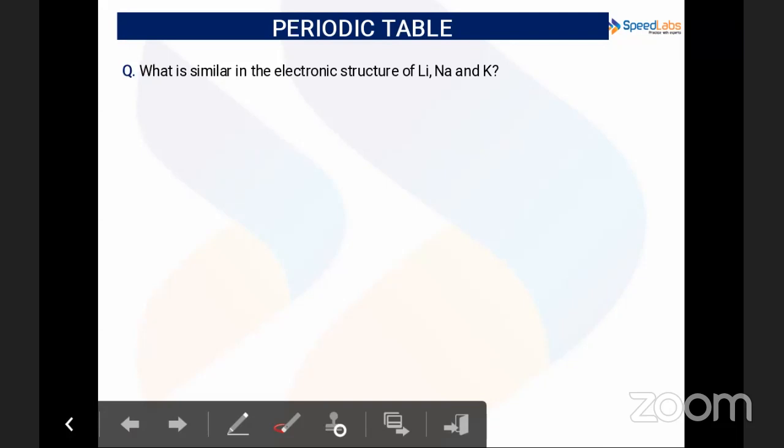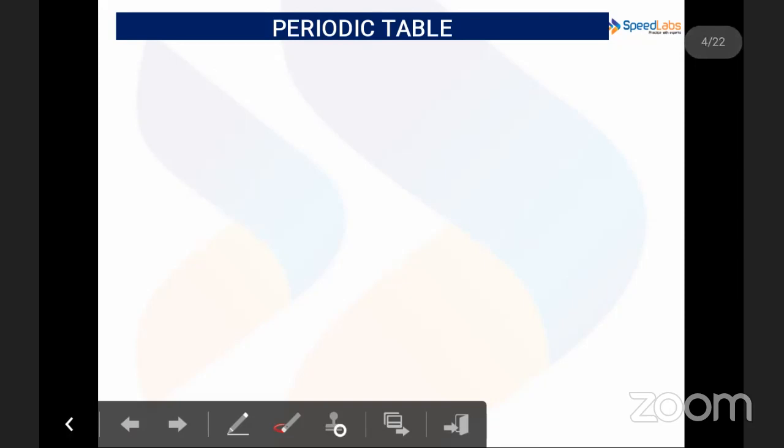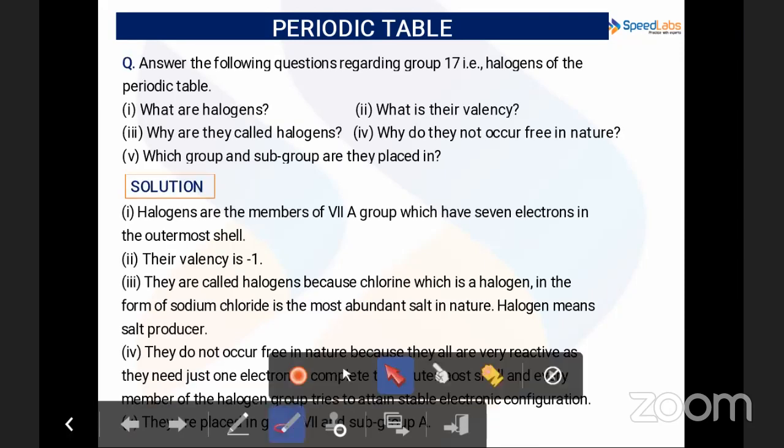In the periodic table, halogens are placed in group 17, that is group 7A. The elements are fluorine, chlorine, bromine, iodine, and astatine. All these 5 elements have 7 electrons in their valence shell. In the exam they can also ask you what halogens are and why they are called halogens.